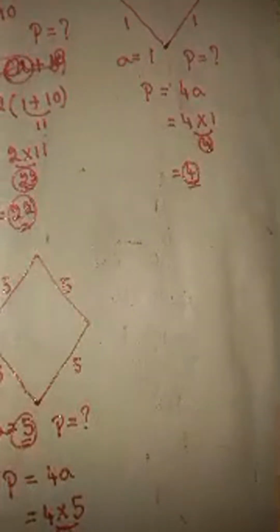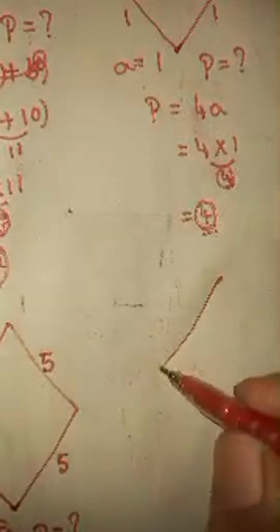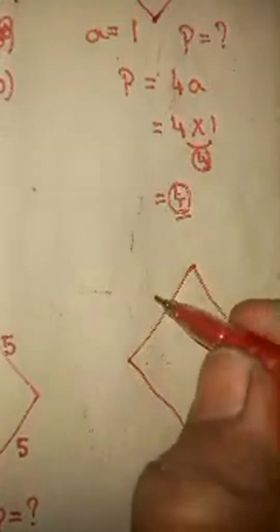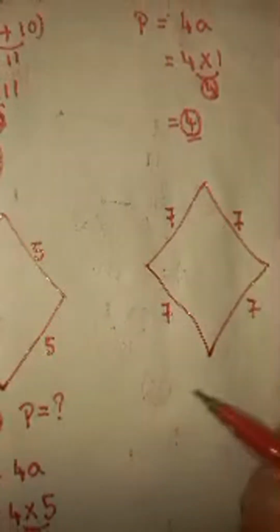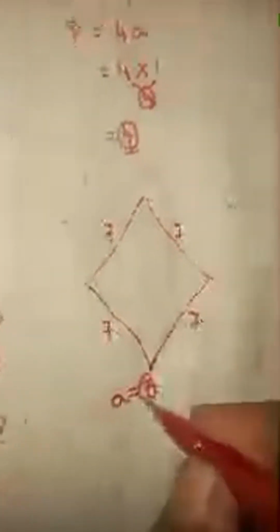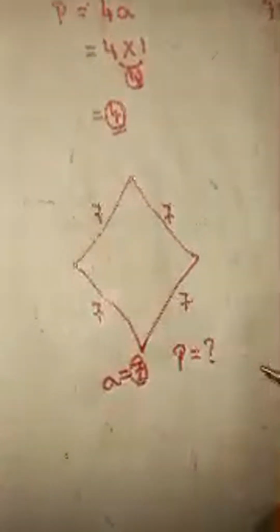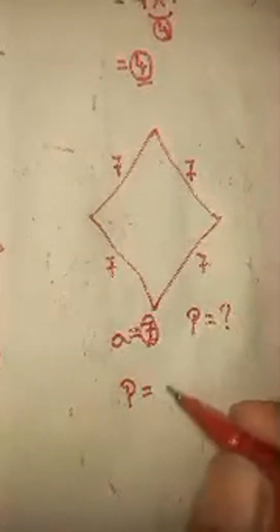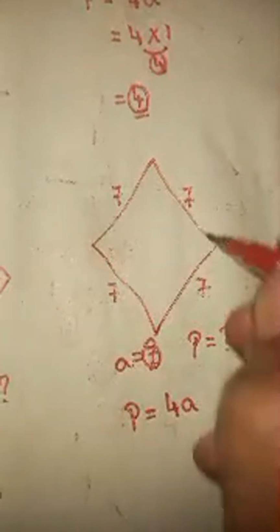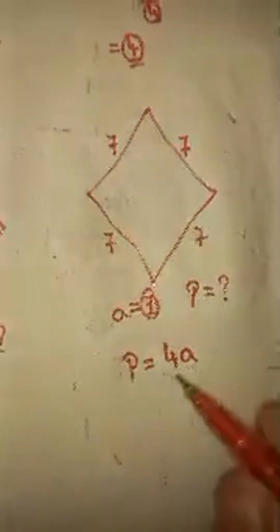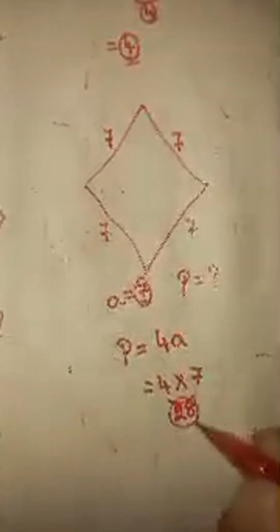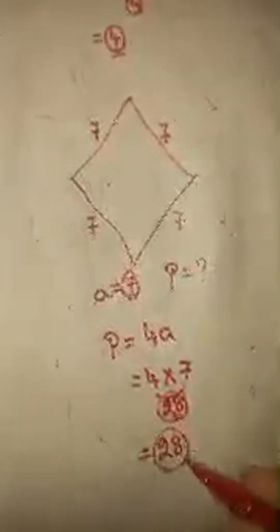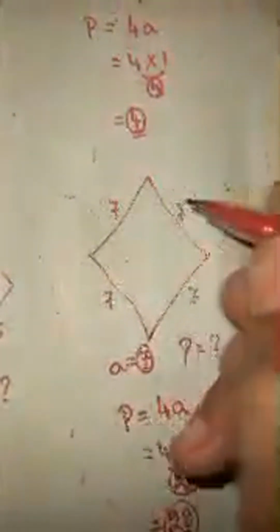Let's take another rhombus. In this rhombus, all sides are 7 units. When all sides of the rhombus are 7 units, the side length is 7 units. Now find out the perimeter again. You can find it out. The perimeter of this rhombus is 4 times the side length. So 4 times 7 units, 4 times 7 is 28 units. So 28 units is the perimeter of this rhombus.